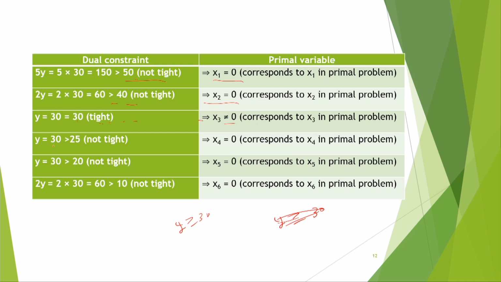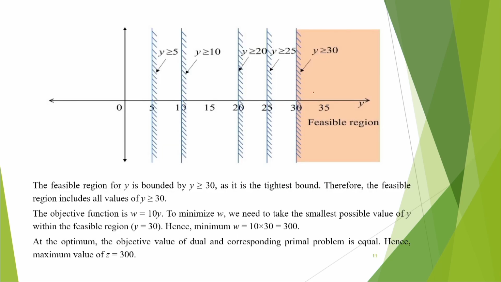And here y is equal to 30, and 30 is greater than 25. So not tight. That means this resource is abundant, because I have got a value which is much more than the safe zone. Y is equal to 25 is here, but I am here. So I have a lot of margin, and I need not worry. I will not collide with this constraint.